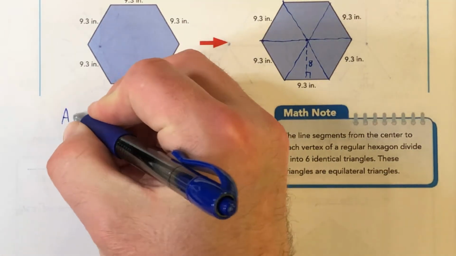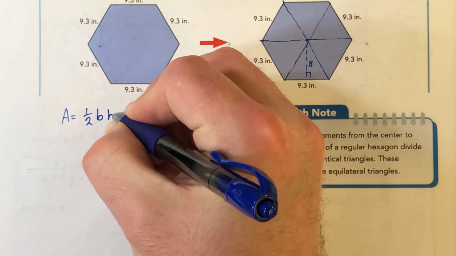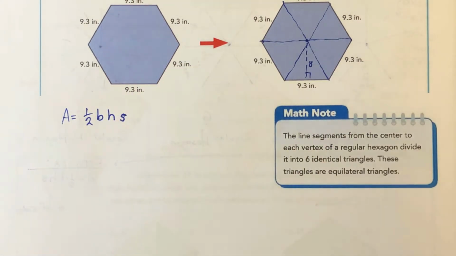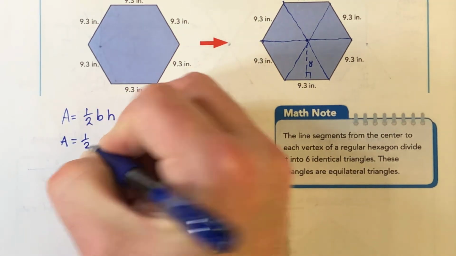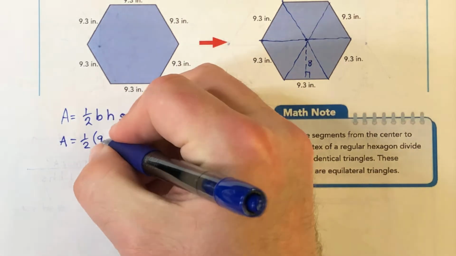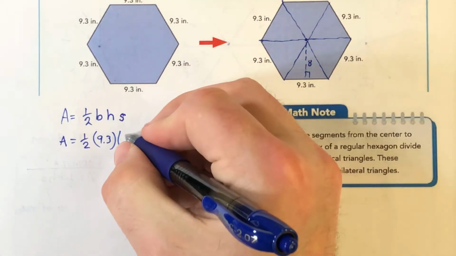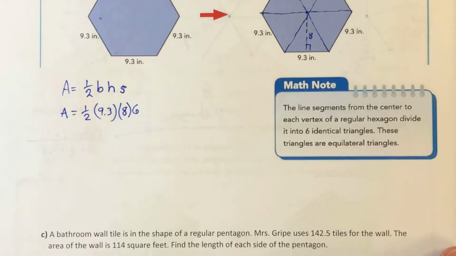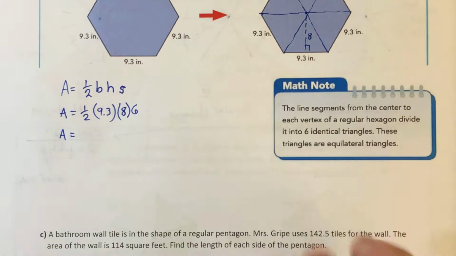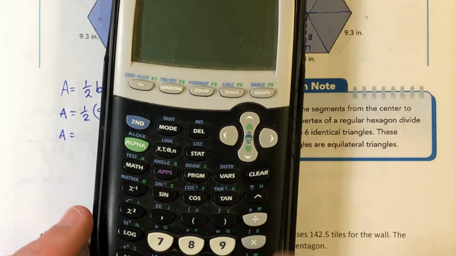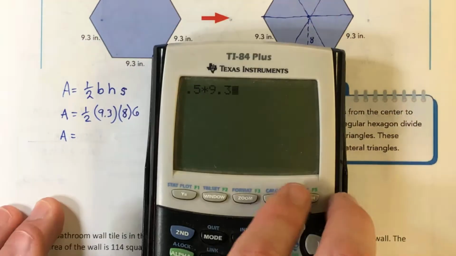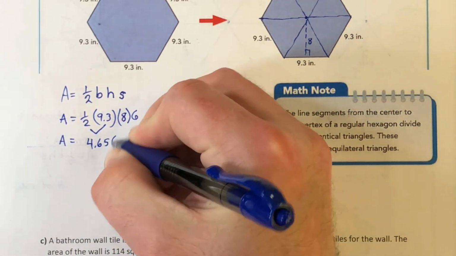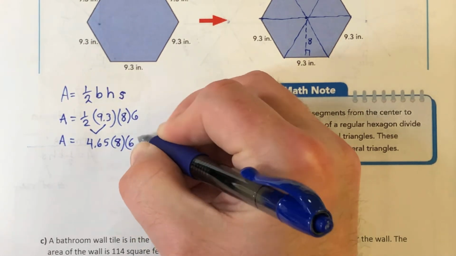So our formula is area equals 1/2 times base times height times number of sides, because that will tell us how many triangles are in it. Next step, substitute. Area equals 1/2 times the base of one of the triangles is 9.3. The height of one of the triangles is 8. And how many sides? It's a hexagon, so it's got 6 sides. Next step, start solving step by step. Area equals 1/2 times 9.3. We get 4.65. We still have to multiply by 8 and 6.